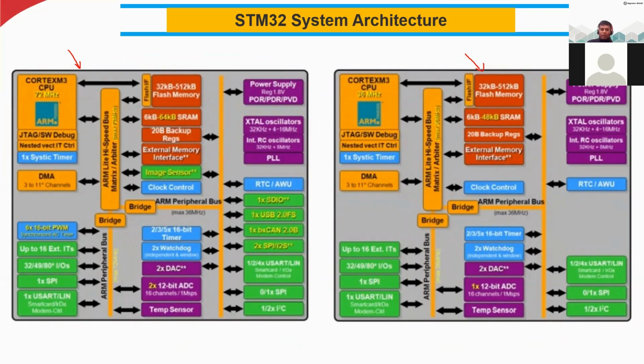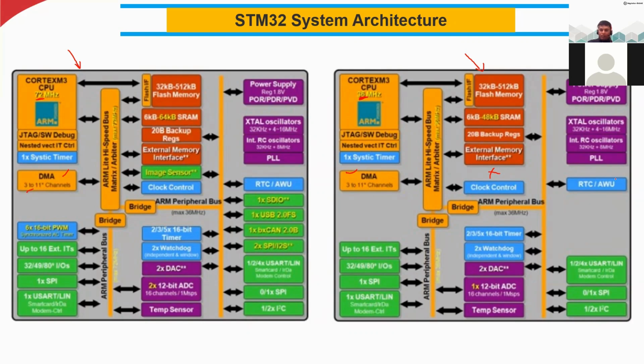So what is the difference between this one and this one? Here you can see it's kind of similar, but if you look more closely, the clock speed is 72 here, and here the maximum clock speed is 36 megahertz, and the flash memory and the other memories are similar. But here it supports the image sensor, clock control. It has clock control, but it doesn't have the image sensor, and it has only one DMA, and here also DMA, 3 to 11 channels, the same.